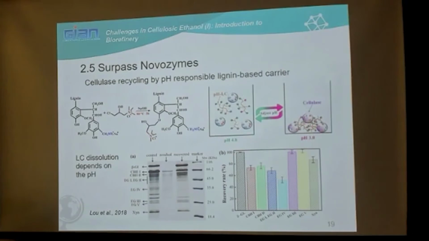Like this. At pH 4, it dissolves and binds with cellulase. At another pH, at pH 3.0, it precipitates as a solid, as a particle. Then the bound cellulase can be removed from the liquid, from the saccharides. They use this technology to try to do the recycling of cellulase, and it's very successful. All of the major components can be recycled. Okay.